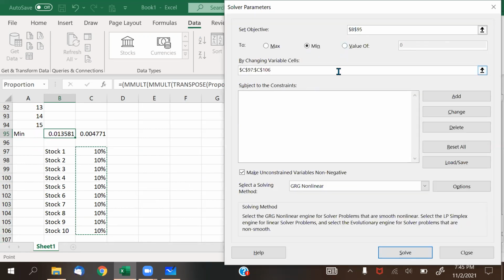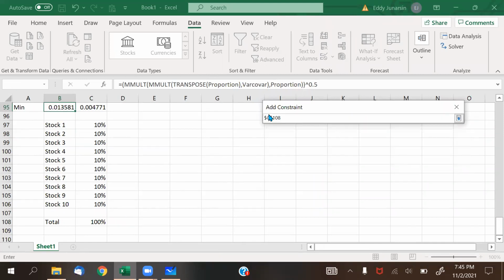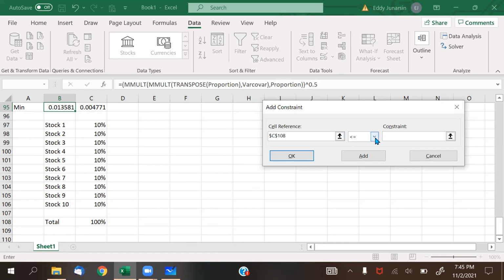But because we have named it, that's the benefit of naming. Remember what's the name again? I think proportion. Yeah, you just write proportion. And then what would be the constraints? The constraints, very easy. Your money should be 100%, right? Okay.